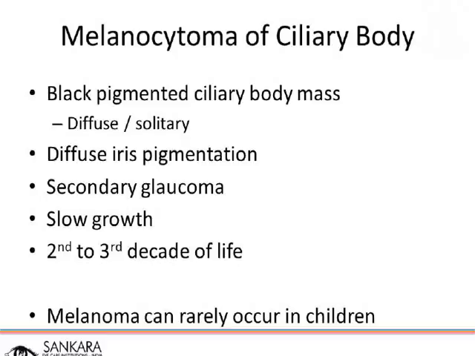It can be a solitary lesion as we saw, or a diffuse lesion. Presents with diffuse iris pigmentation, secondary pigmented glaucoma. It grows very slowly. It's not a malignant lesion, and usually presents in the second to third decade, but it can present much earlier also. 10, 15 years also it can present.